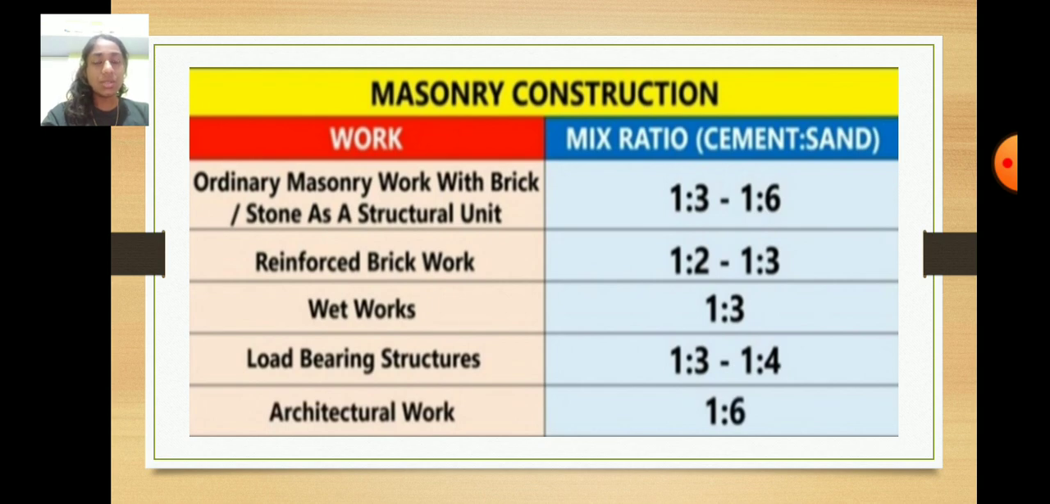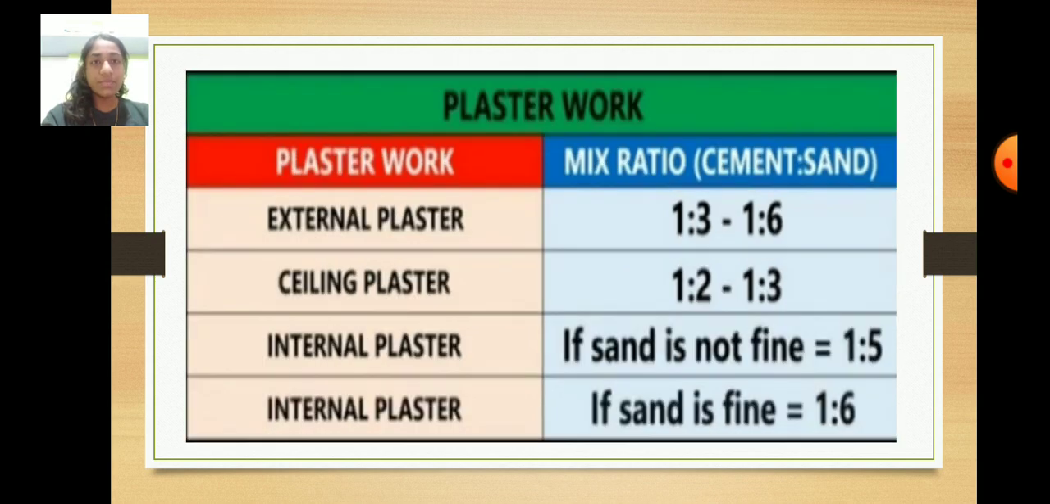Masonry construction work. Ordinary masonry work with brick or stone as a structural unit. The mixing ratio is 1 to 3 to 1 to 6. For reinforced brick work, 1 to 2 to 1 to 3. Wet works, 1 to 3. Load bearing structures, 1 to 3 to 1 to 4. Architectural work, 1 to 6.